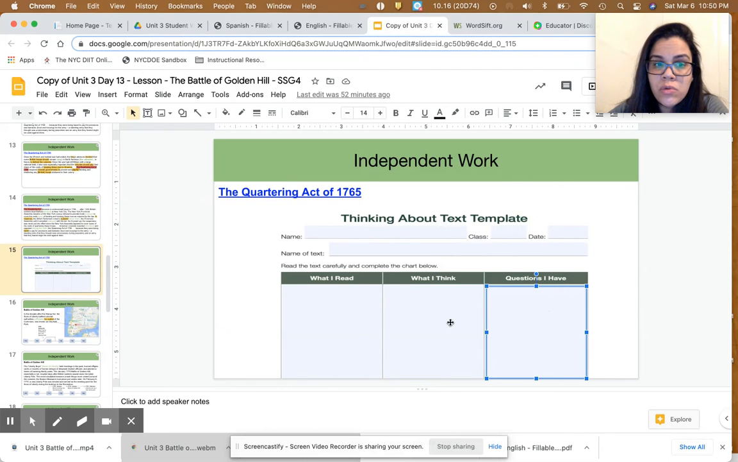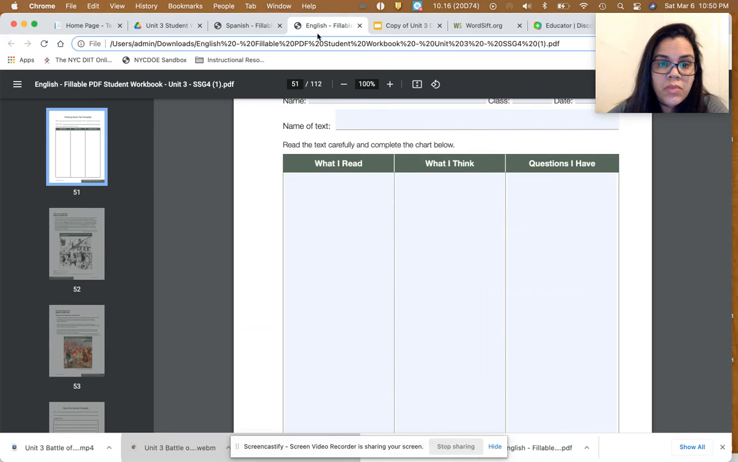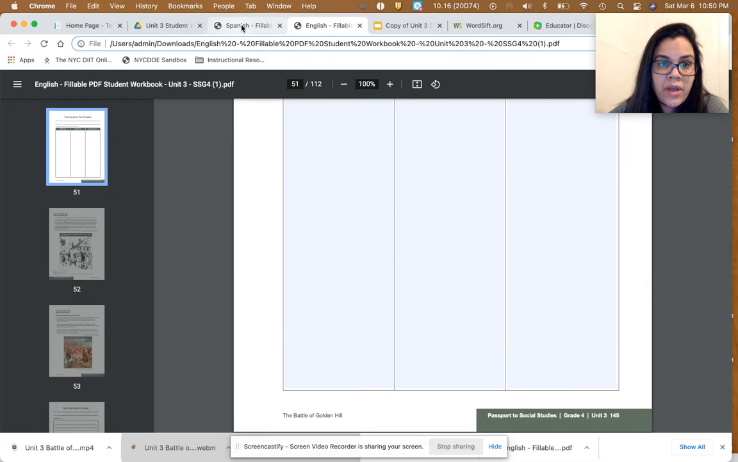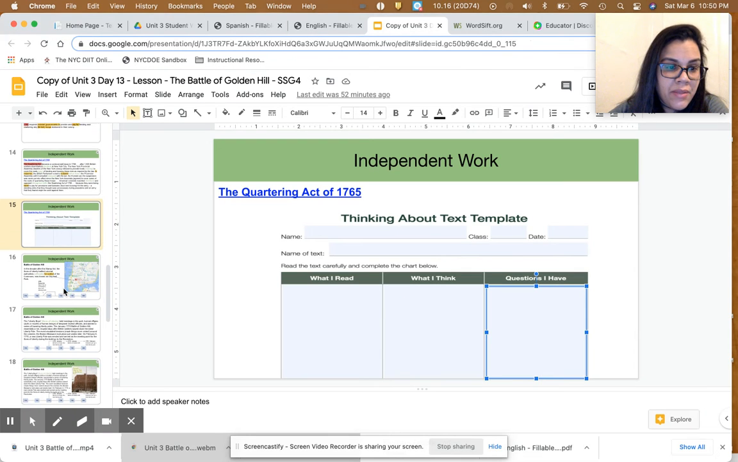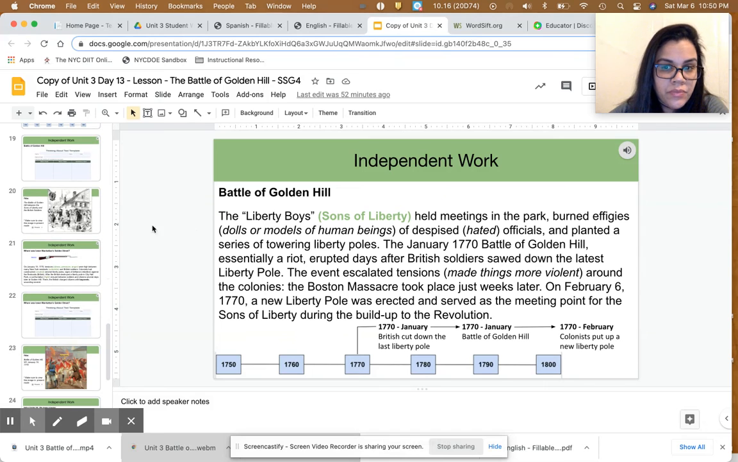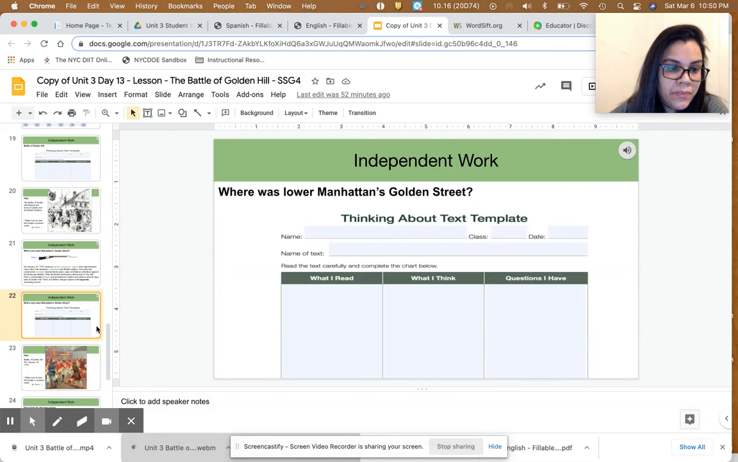They can do it on the Google slide if you're working remotely, or again, they can use the tool on page 145. And they can do this for each of the sources. And also they can listen to the source being read out loud to them.